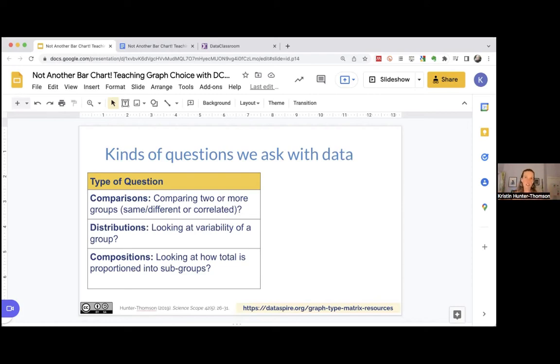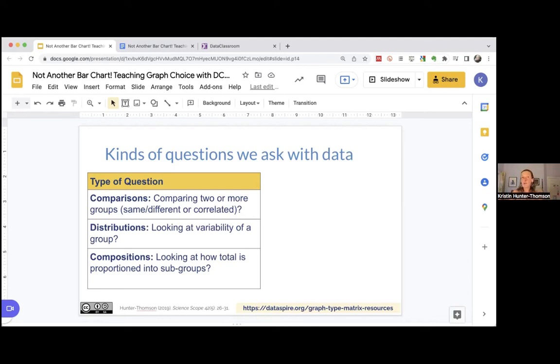Is there a relationship? We ask distribution questions. So we're looking at the variability of a group. Like, how tall are fourth graders? How much does the height vary? This is something that our students actually intuitively know, and then it creates this big sort of disconnect when we come to doing it with data. Or we ask composition questions, where we're looking at how the total is proportioned into subgroups.